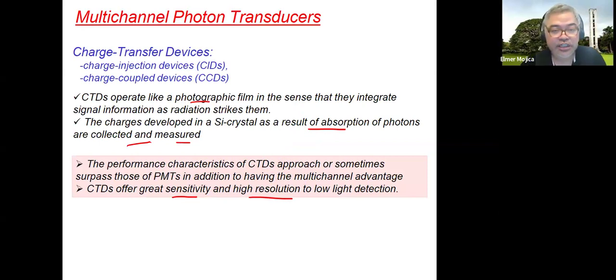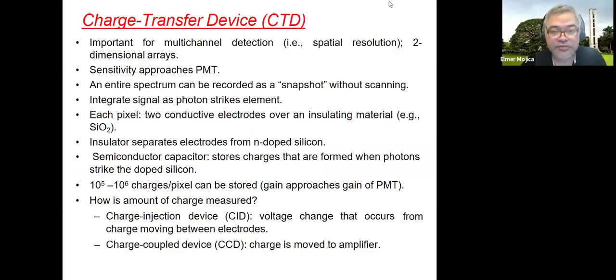And if we're going to look at this, what we call CTD, they're important, especially if you're looking for multi-channel detection, the spatial resolution, the so-called two-dimensional array. So its sensitivity is almost the same as the PMT, and an entire spectrum can be recorded as a snapshot without scanning. So integrate signals as a photon strikes the element.